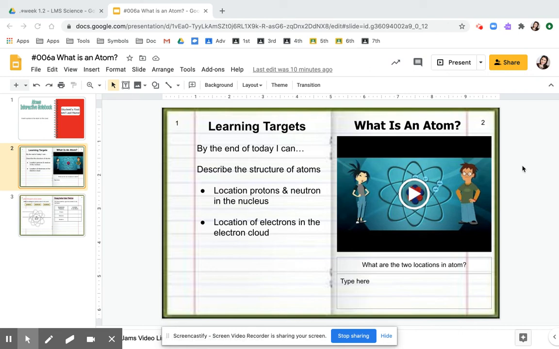So for the first assignment, you are going to watch the video and then you're going to answer the question, what are the two locations in an atom? So you're going to type here in this section.